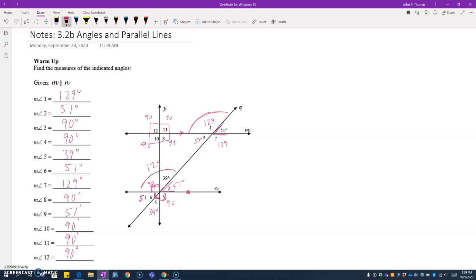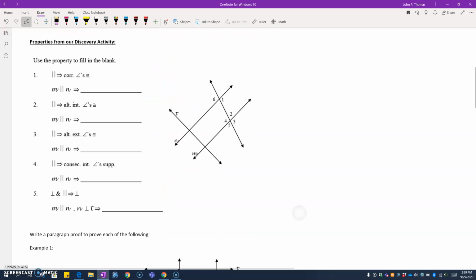All right, so that takes us through the first one. We basically just have to take the one piece we know and work our way through piece by piece using vertical angles, supplemental angles, and then I usually lean on corresponding angles next. All right, sliding on to the next one.